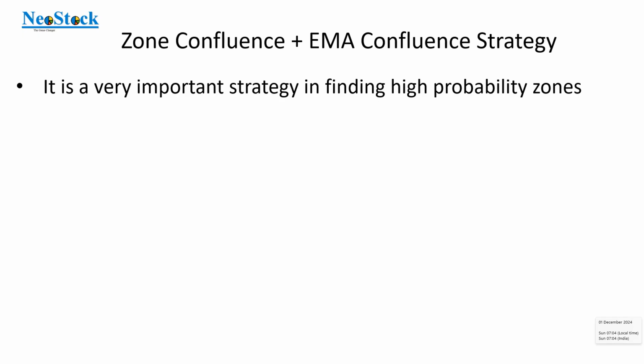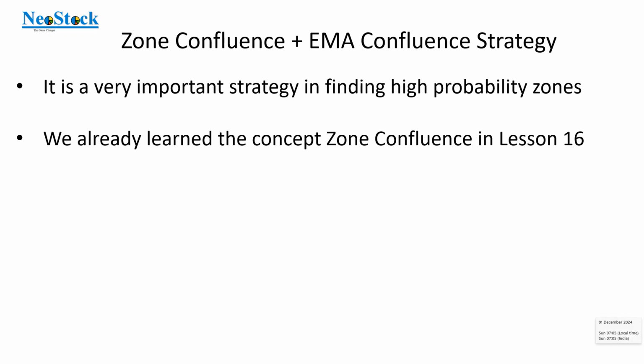Chances are nothing but probability. The probability of getting success. Because zones identified based on this strategy have a better success rate, we are calling this strategy one that finds high probability zones. How it will find? That is what you are going to learn.